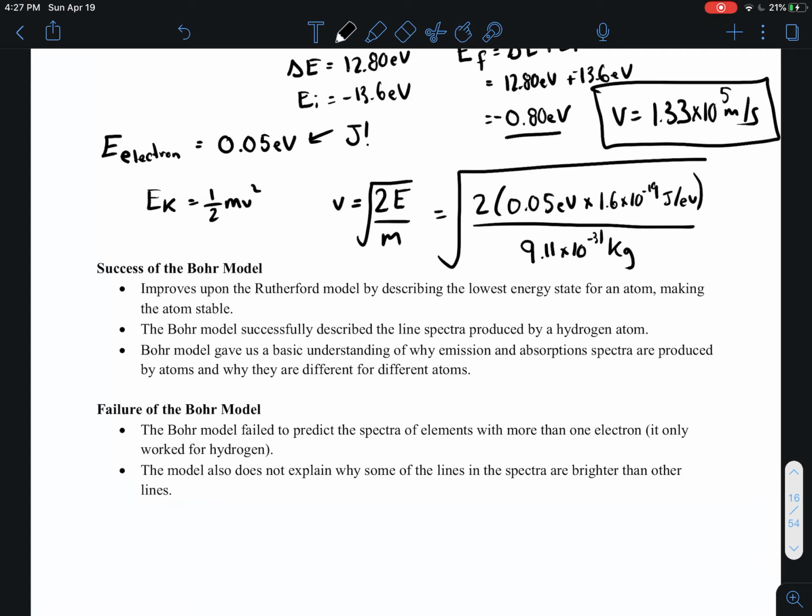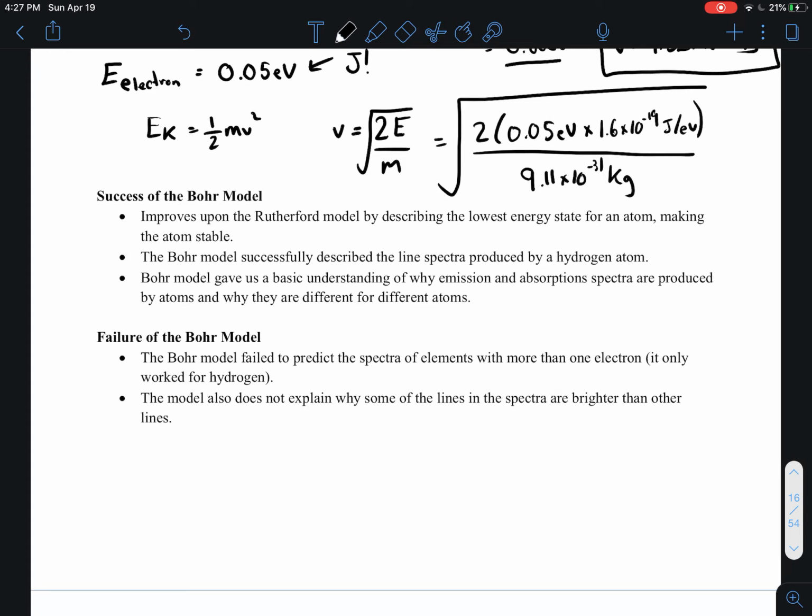A quick summary of our concepts here. Success: Bohr's model improves upon Rutherford's by describing the lowest energy of the atom, making the atom stable. The Bohr model successfully describes the line spectrum of a hydrogen atom. Bohr gave us a basic understanding of why emission and absorption are produced. Failure: it wasn't able to predict anything other than hydrogen, only one-electron atoms. The model also does not explain why some lines are brighter than other lines. But otherwise, Bohr's model is a great adaptation from Rutherford's model, fixing those problems that we saw in the past.